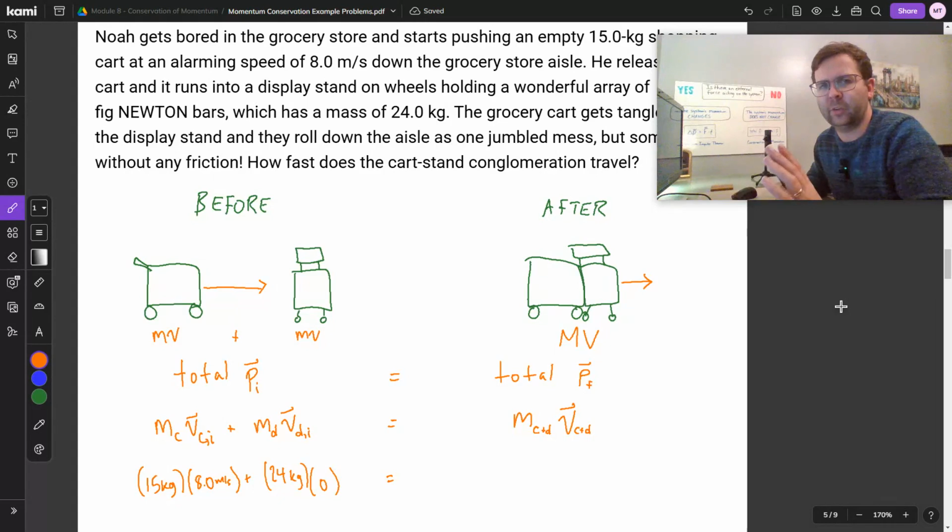Now, this is where the change happens. This is a little bit different of a step here because now we need to figure out what is the mass of the cart and the display stand together. So it's not simply just 15 or 24, but instead, if they're together, we're going to add their two masses together. So 15 kilograms plus 24 kilograms for the mass. And that's going to be multiplied by the velocity of the two together.